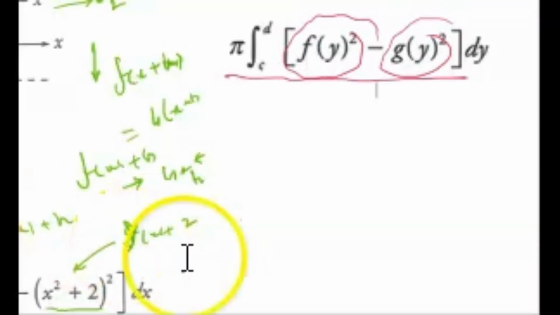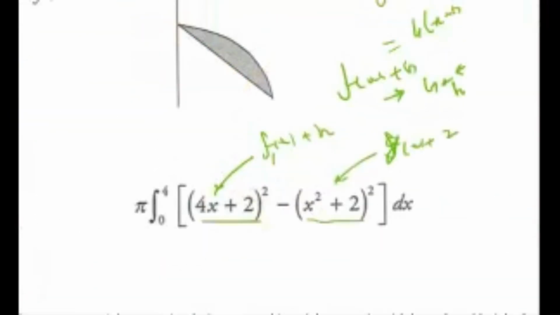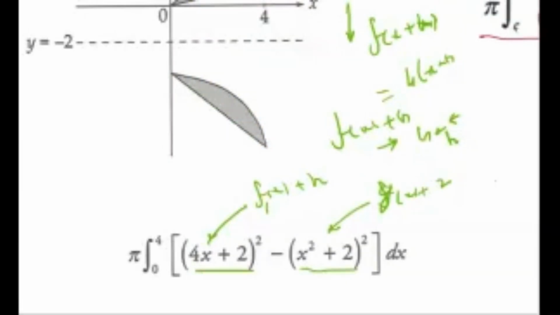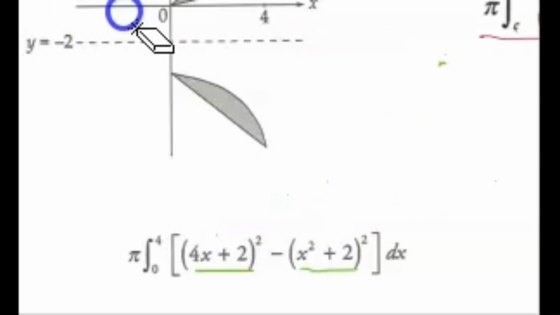Now what integral have we set up here? After shifting the two functions across y equals negative 2, it got converted into the integral of 4x plus 2 whole square, that is f of y whole square, minus x square plus 2 whole square, dx. On solving this integral you would get the answer, but the question demands only setting up the integral, so here it ends. Okay, thank you.